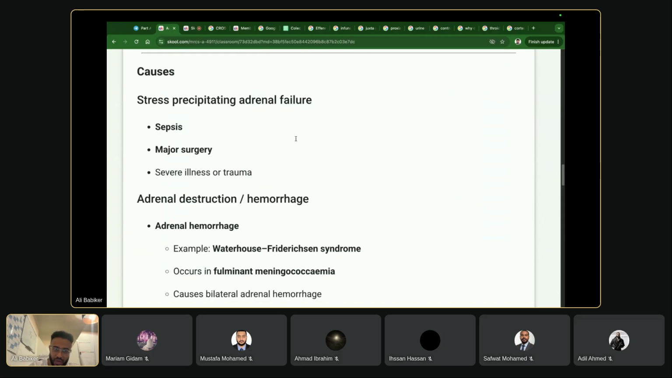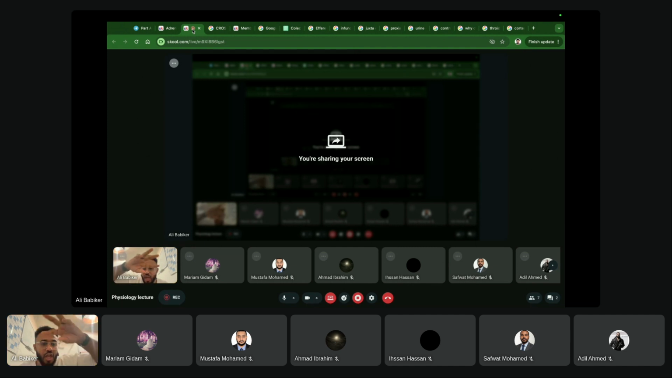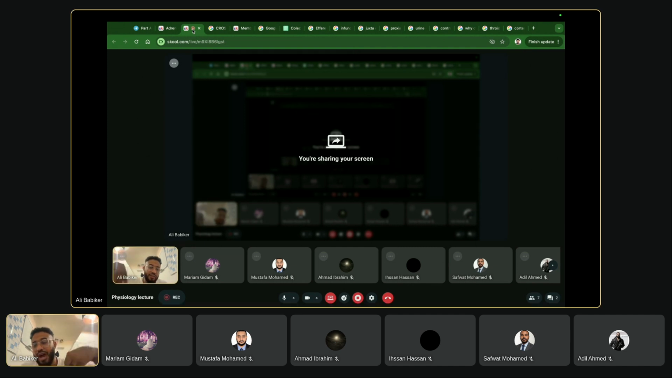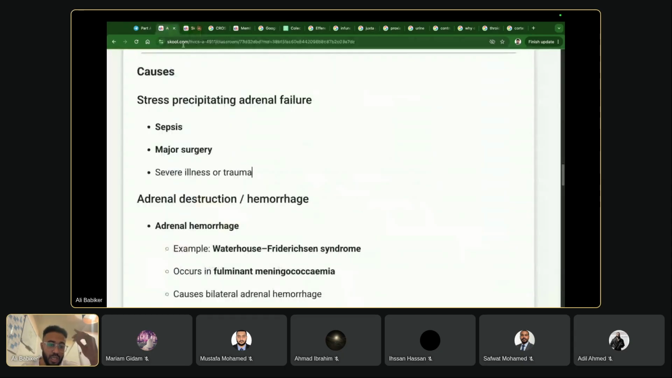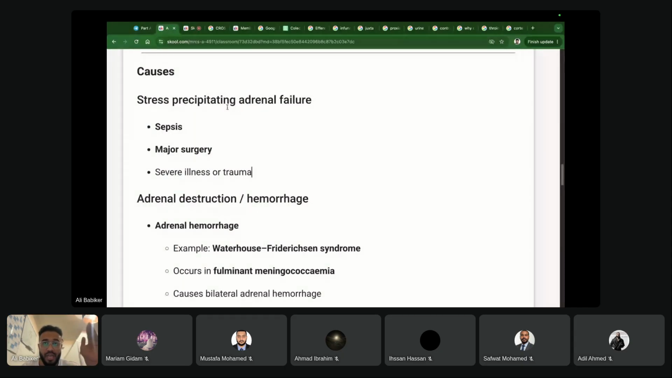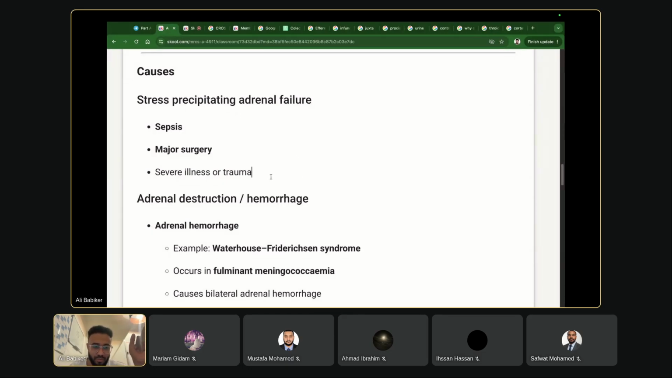We said earlier, if you can connect the information, the medulla has just 2% of the blood supply of your body. 98% is going to the cortex of the adrenal gland. So if you have sepsis and low blood pressure, that means the blood supply to the medulla is even less. This will lead to necrosis of the medulla. So sepsis, major surgery, and severe illness or trauma.